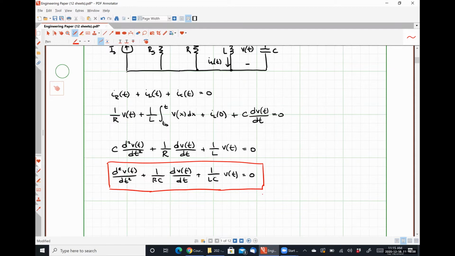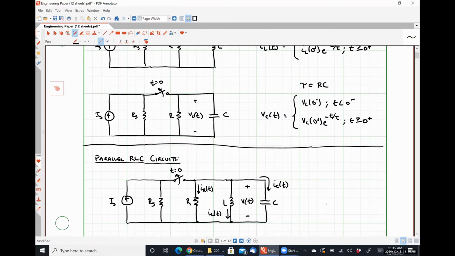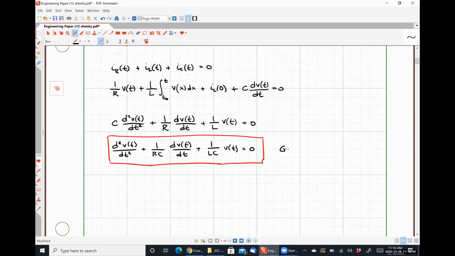So we need to formulate a guess as to how the voltage waveform in this circuit is going to behave. And I would argue that based on our prior experience with our RC circuit up here, we should guess that it's going to be some exponential form. Okay. So I'm going to guess that V of t is going to be of the form A, some initial value, e to the st.